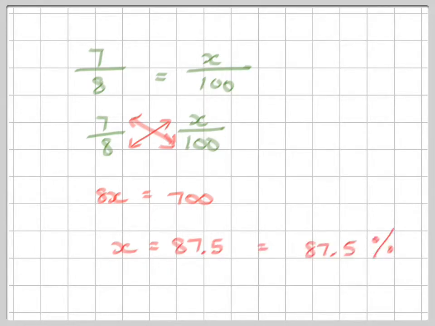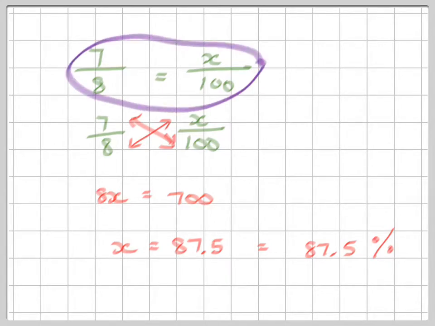So basically, after using our proportion, we have figured out that 7 over 8 is equal to 87.5%. Do you see how simple it is?